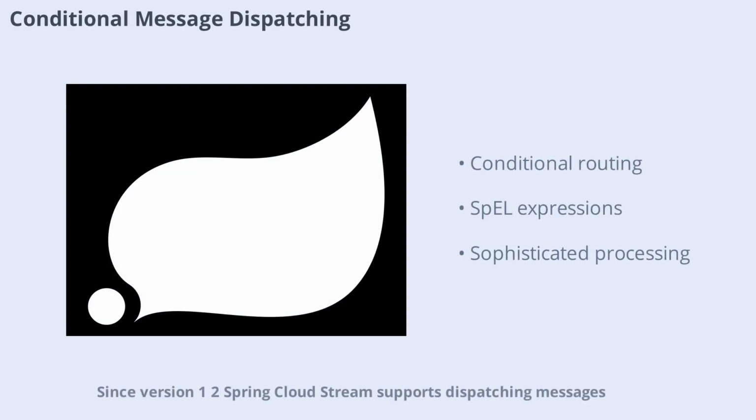Since version 1.2, Spring Cloud Stream supports dispatching messages to multiple @StreamListener methods based on conditions. Using SpEL expressions, you can route messages to different handlers depending on message headers or payload content. This feature enables sophisticated message routing and processing logic within your applications.